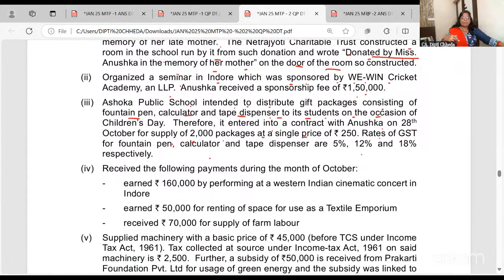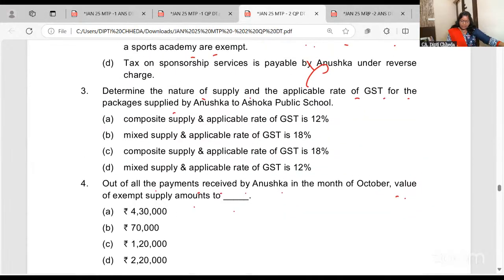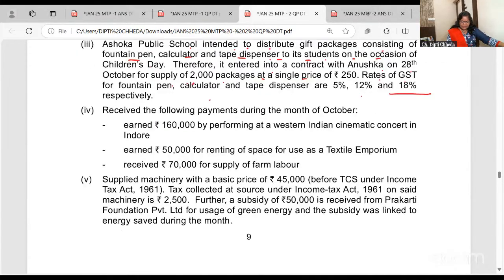This is a mixed supply, not a composite supply. So at what rate it will be charged? 18%. ये देखो. Determine the nature of supply and applicable rate. So 18% because it's a mixed supply. You know? You can sell it separately also. Receive following payments during the month of October.